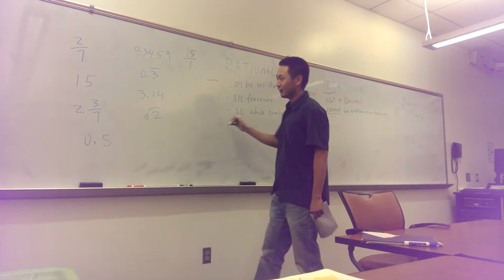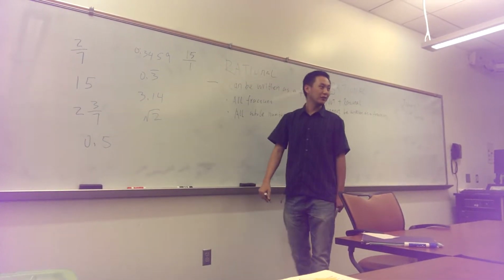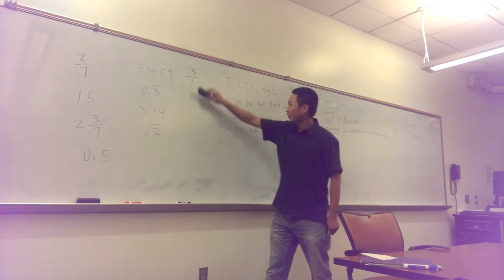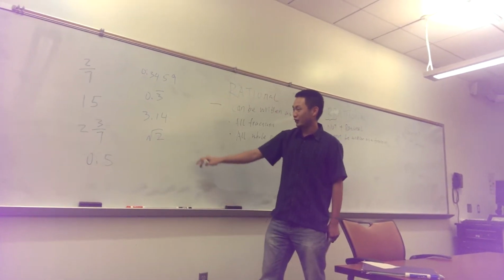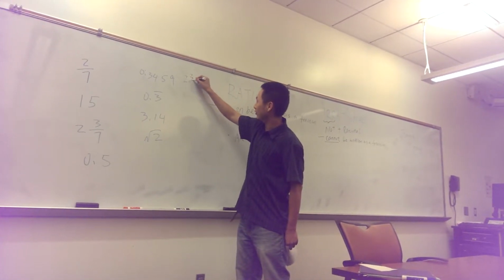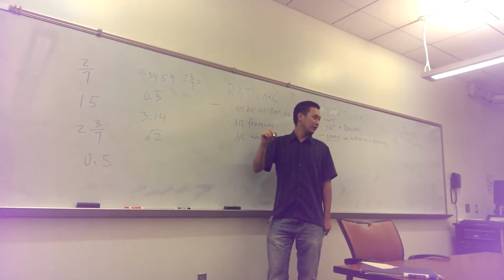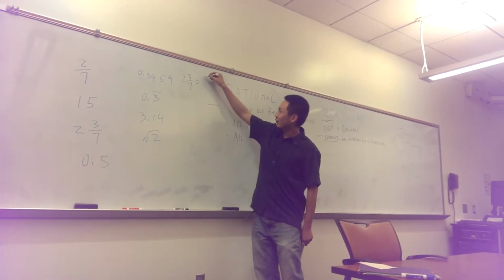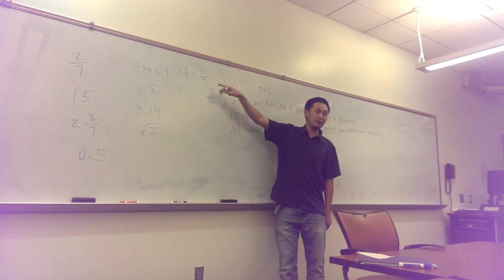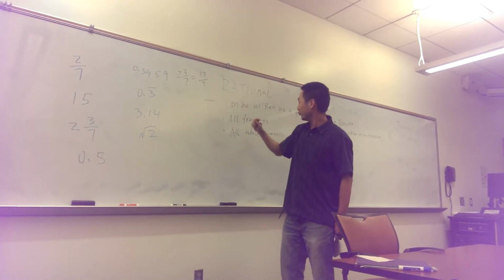Okay. Next one, 2 and 3 sevenths, a mixed number. Rational. We know how to turn a mixed number into a fraction, right? So 2 and 3/7 equals what? 17/7. It's an improper fraction, but it's still a fraction, and so that's still rational numbers.